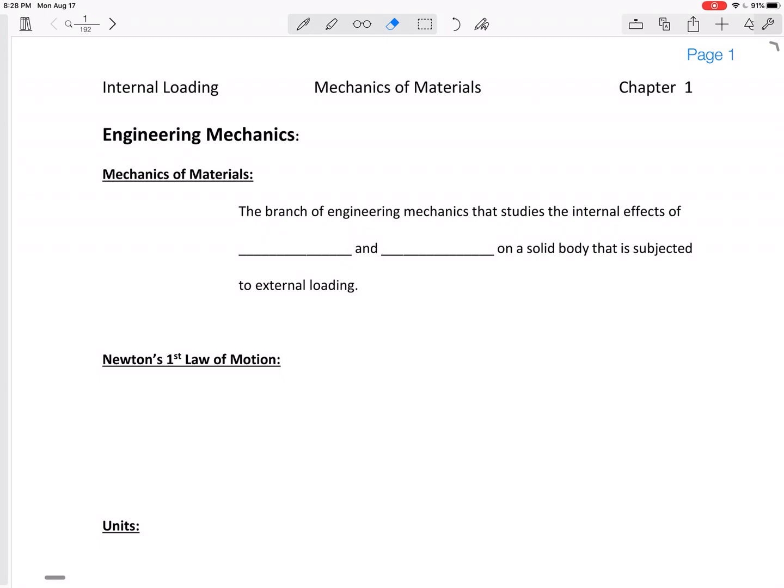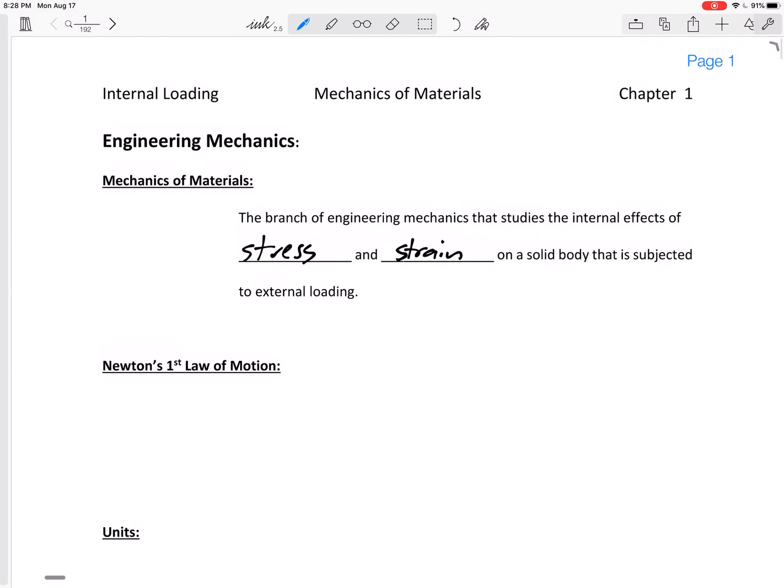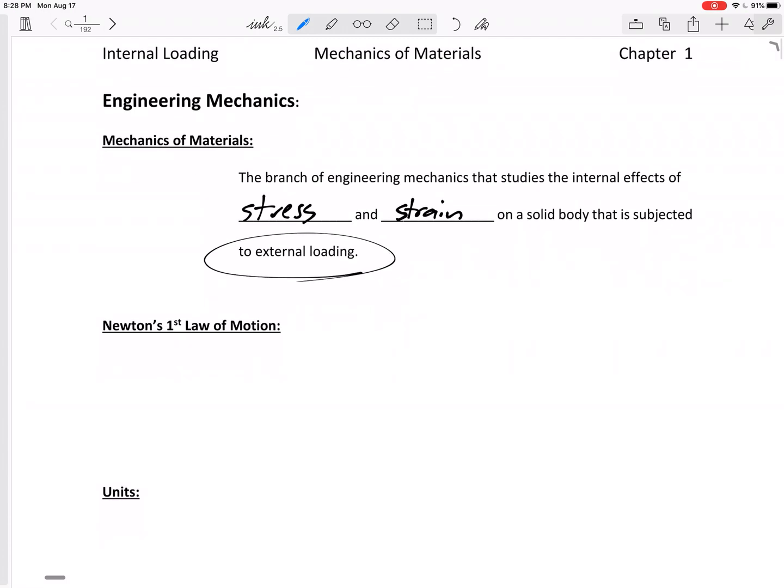All right, so mechanics of materials is a branch of engineering mechanics that studies the internal effects of stress and strain, which we'll talk a lot about later, on a solid body that is subjected to external loading. In statics we look at the external loading, the forces. Now in mechanics, we're going to look at the forces and then open it up on the internal stress and strain they cause.